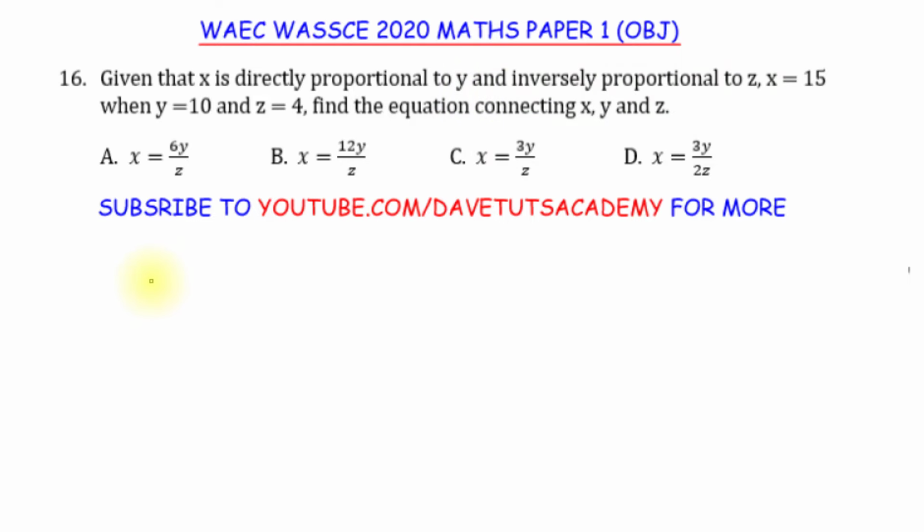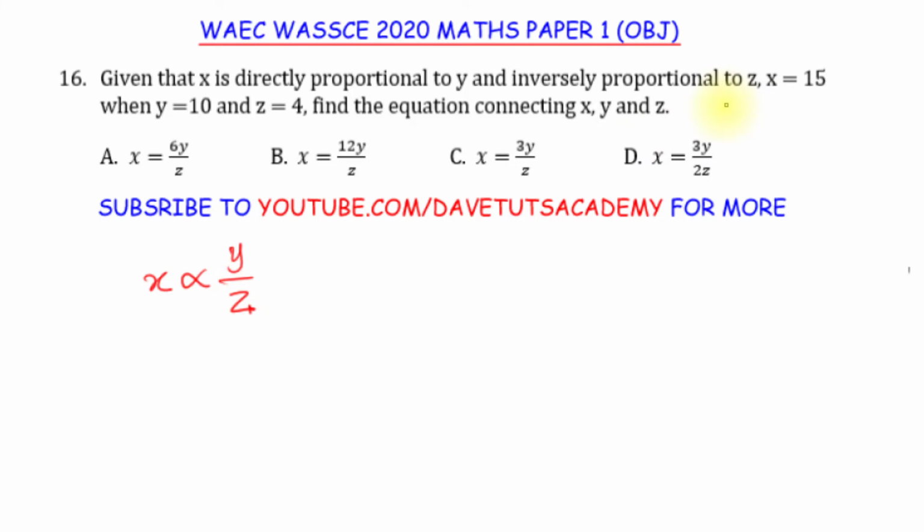So x is the parent figure here, and we are told that it is directly proportional to y, but inversely proportional to z. That means it is y over z. What it means is that an increase in y will result in a corresponding increase in x, but an increase in z will reduce the value of x, whereas a decrease in z will increase the value of x. So this is the direct proportion between x and y, and this is the inverse proportion between x and z. Now we are told to find the equation connecting x, y, and z.